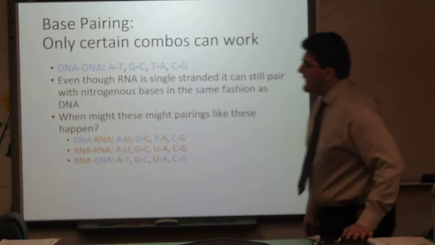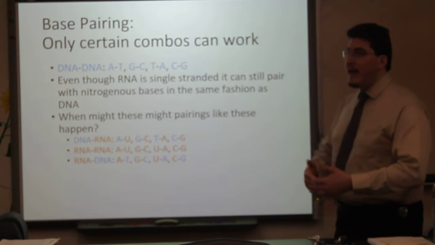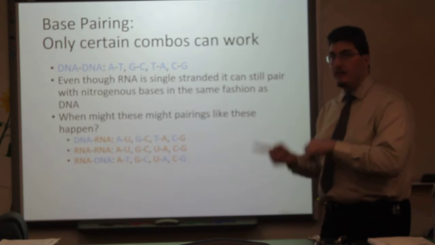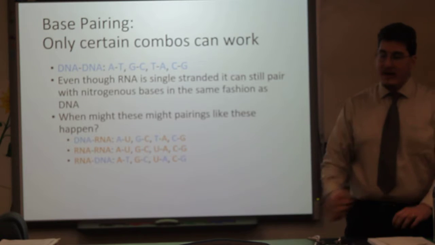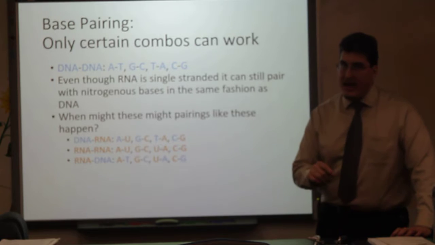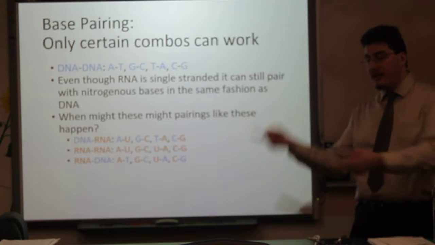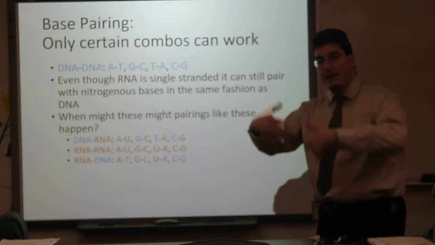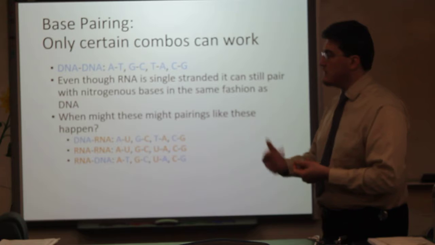So, in terms of base pairing, only certain combinations will work. DNA to DNA, A to T, G to C, T to A, and C to G. Even though RNA is single-stranded, RNA can base pair complementarily with DNA, and also with RNA, if a single strand of RNA loops around itself, or when it is pairing with other types of RNA during a process we will discuss later, translation, for example.